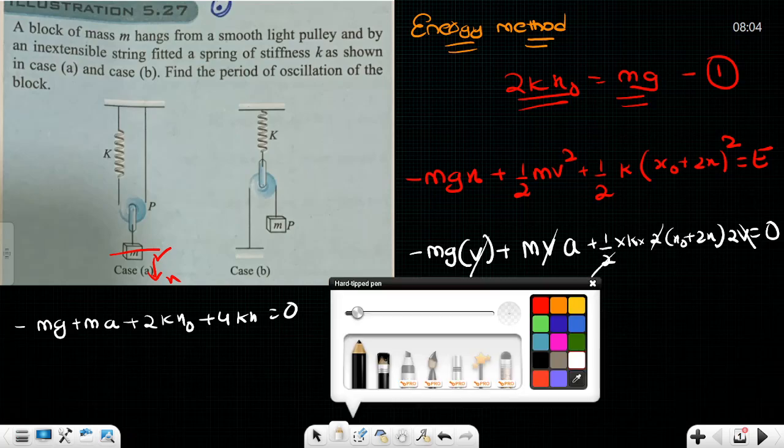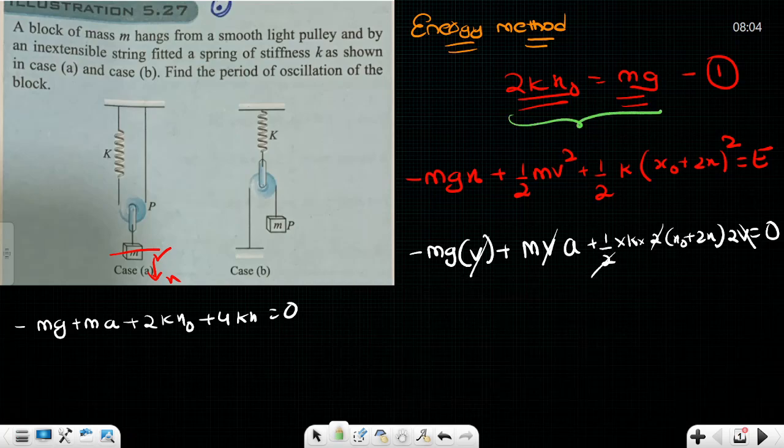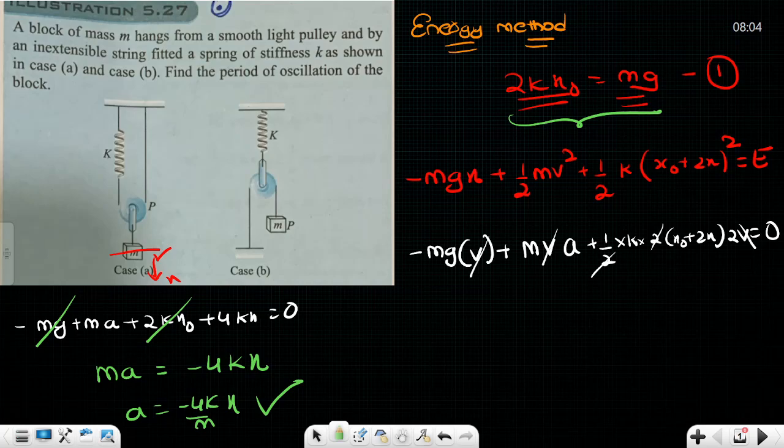If you observe carefully, 2k x naught is equal to mg. Therefore 2k x naught and mg will get cancelled. Now ma is equal to minus 4kx. a is equal to minus 4k by m into x. We came to the same conclusion. Right? So even using force method or energy method, we came to the same conclusion.